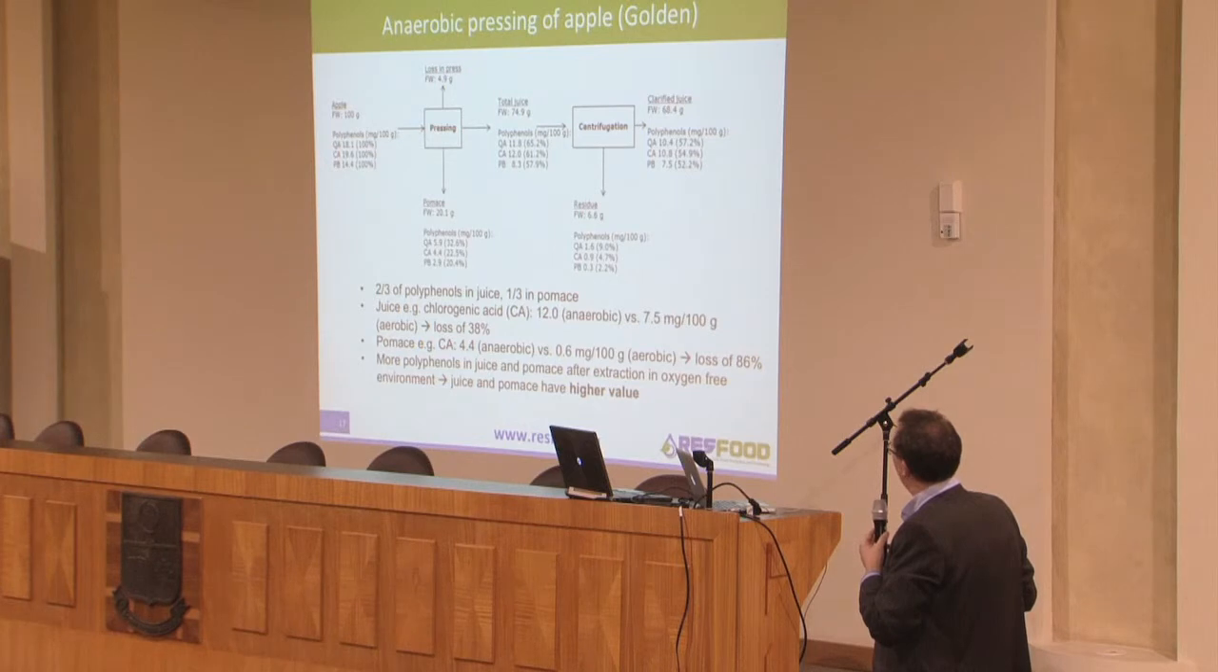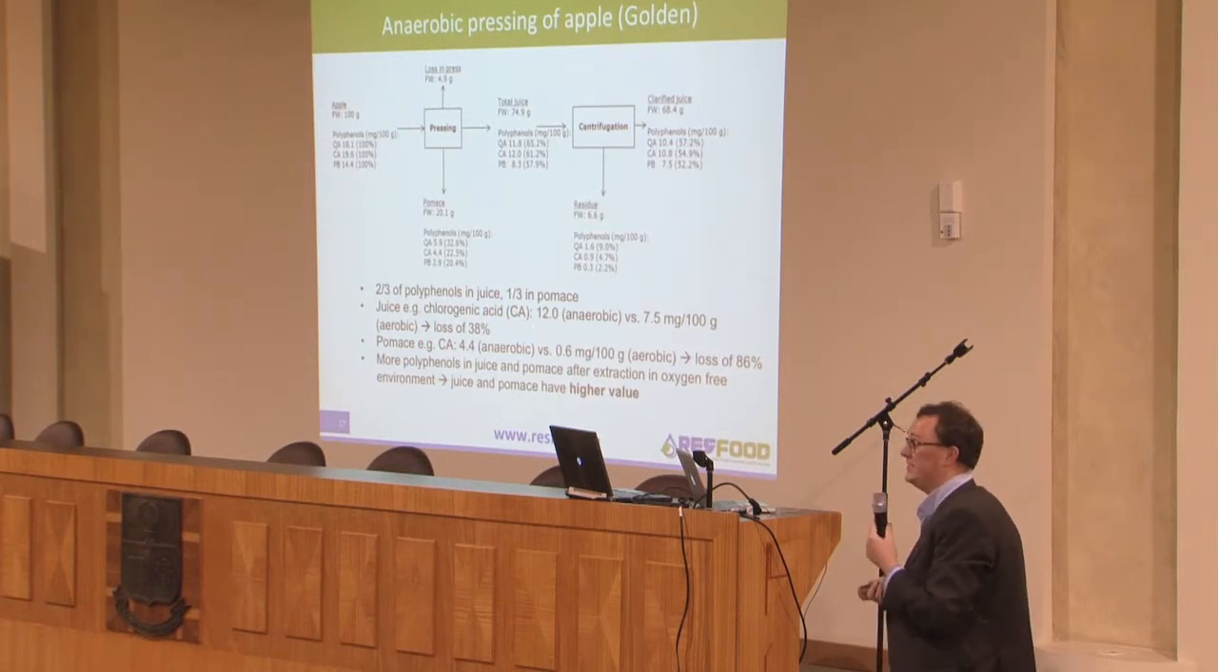So, after an anaerobic pressing, we could recover 12 milligrams of chlorogenic acid per 100 grams of fresh apple. So everything is calculated back to 100 grams of fresh apple. If we do this aerobically, if you just do it like you normally would, so just in the open air, we lose about 38% of the polyphenols because they are oxidized.